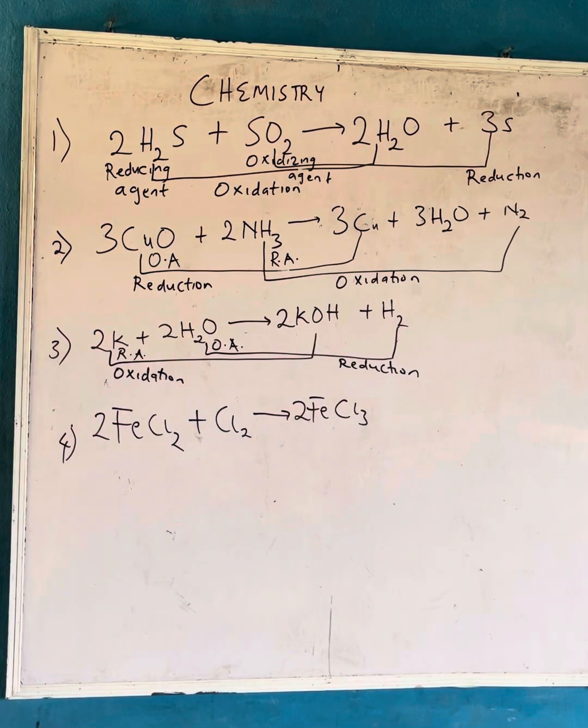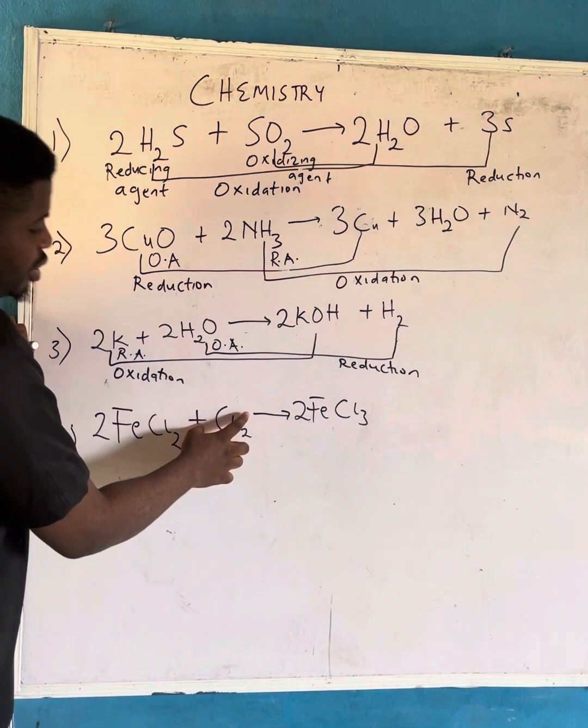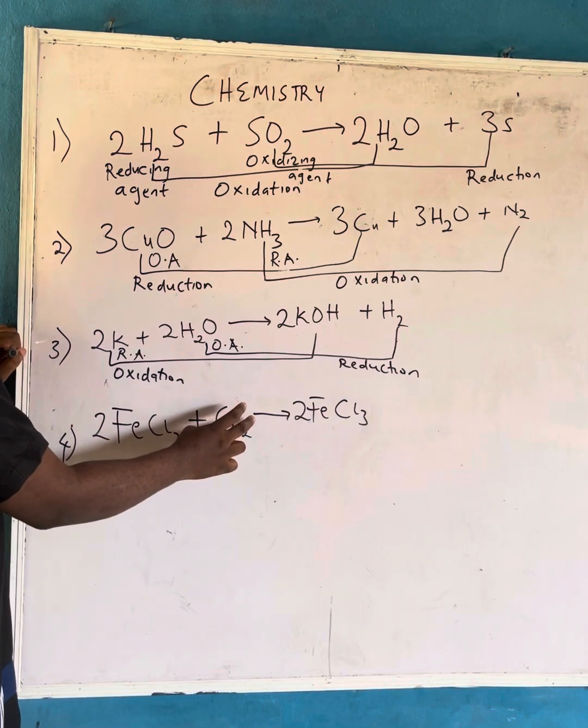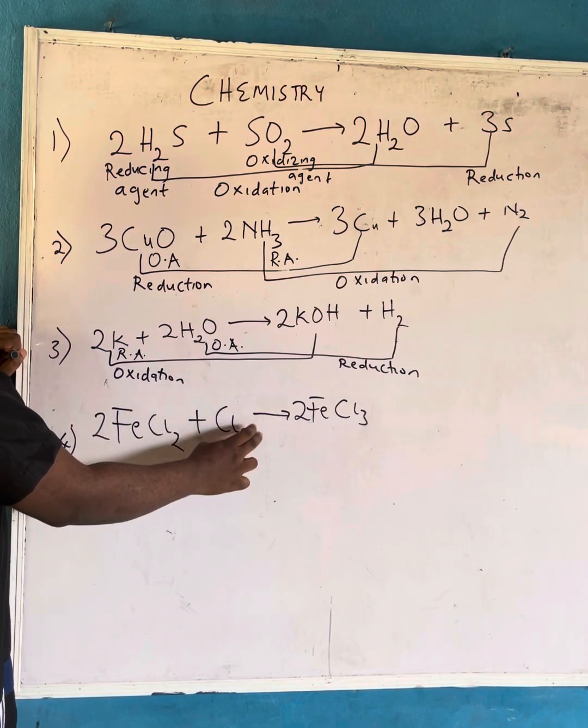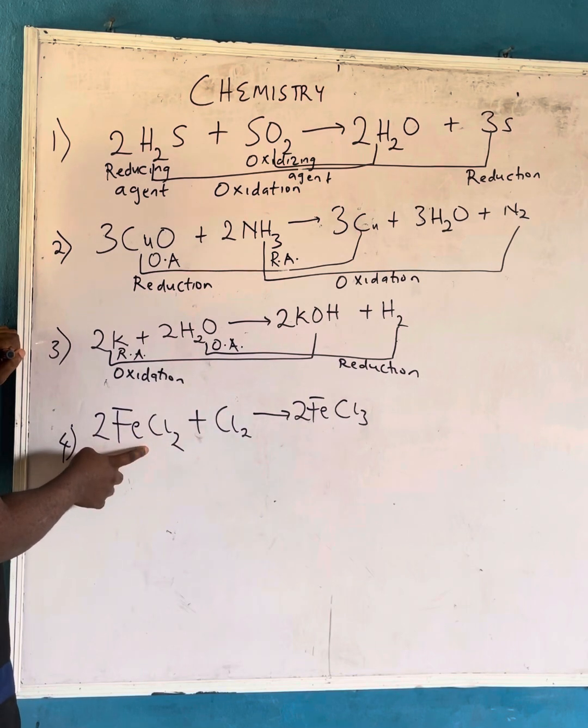Now look at the fourth one. If you remember the third definition that I gave in the last class, I said that oxidation is the addition of electronegative elements and the removal of electropositive elements, while reduction is the removal of electronegative elements and the addition of electropositive elements. So chlorine is an electronegative element. So if you look at something here, chlorine has been added to this compound here.